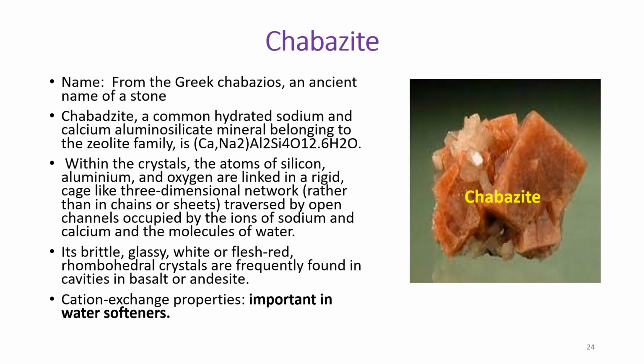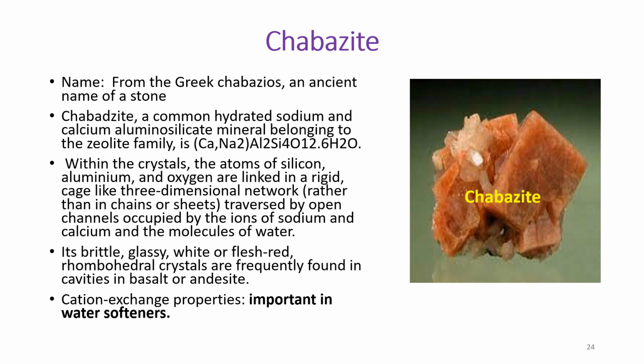Coming to the chabazite, the name chabazite has come from the Greek chabazios, an ancient name of a stone, and chabazite is a commonly hydrated sodium and calcium aluminosilicate mineral. It belongs to the zeolite family, and its formula is represented as calcium aluminosilicate along with 6 molecules of water. Within the crystals, the atoms of silicon, aluminum, and oxygen are linked in a 3-dimensional network rather than chains or sheets. They are arranged in a 3-dimensional network which is traversed by open channels. These are occupied by sodium, calcium, and molecules of water.